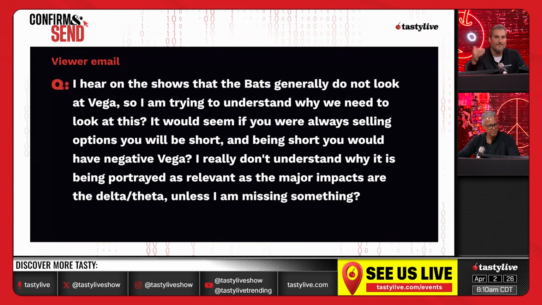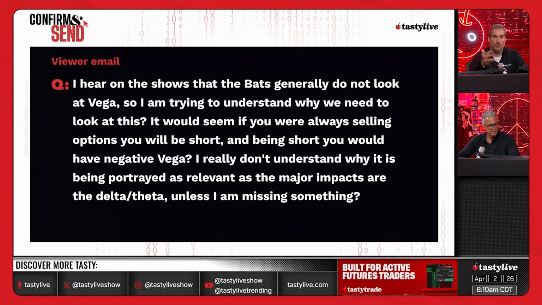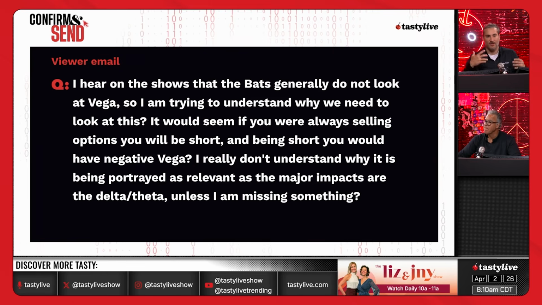Like Delta, you can beta weight it. SPY's down. I'm long 200 SPY beta weighted Delta. I'm having a rough day. That's an easy thing to understand. Vega is different because each stock is going to have different things that are going to affect the volatility of that underlying: binary events, news, etc. So you can't beta weight Vega. It just is what it is.